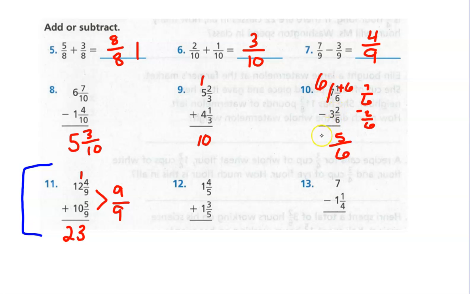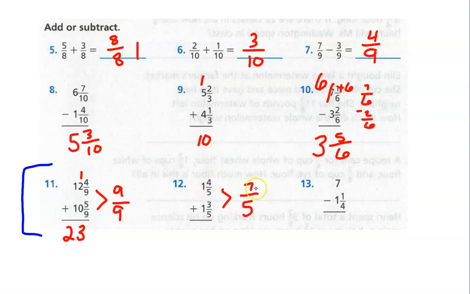And then your 6 minus 3 would be 3. I already solved number 11, so on number 12, this is one where you're going to actually end up adding and it equals more than 1. So 4/5 plus 3/5 is going to equal 7/5. And the reason I wrote that off to the side is now I can change this to a mixed number to help me with the rest of this.